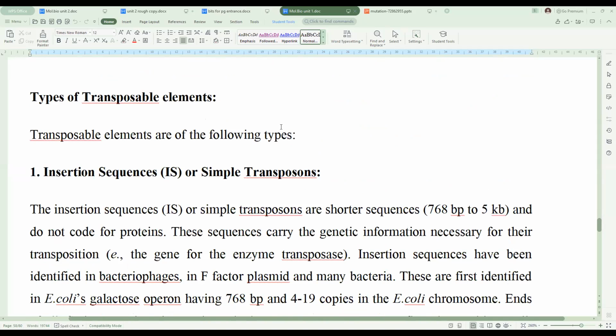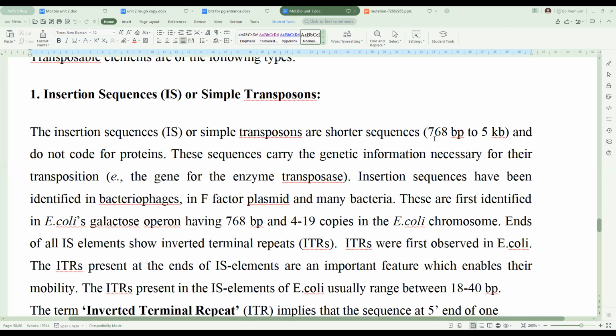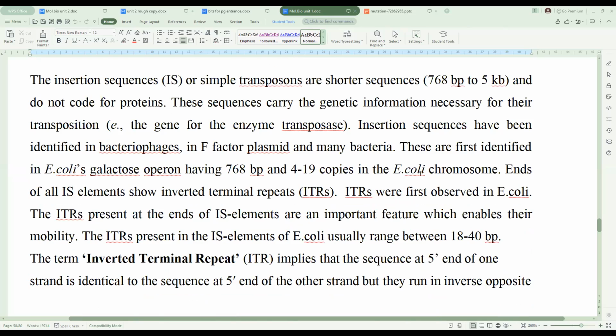Next, we are going to discuss types of transposable elements. The basic type of transposon is the insertion sequence, or simple transposon. In short form it is called IS. These are short sequences, having a length of 768 base pairs to 5 kilo base pairs. They are found in the E. coli chromosome, in bacteria. Insertion sequences are found in bacteria.